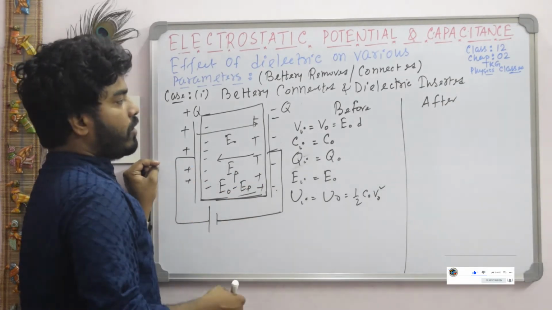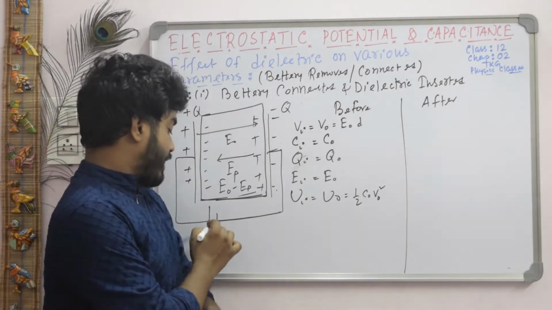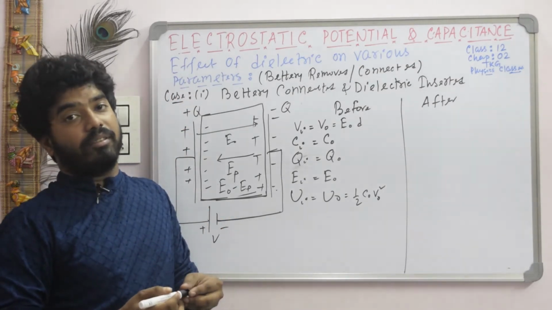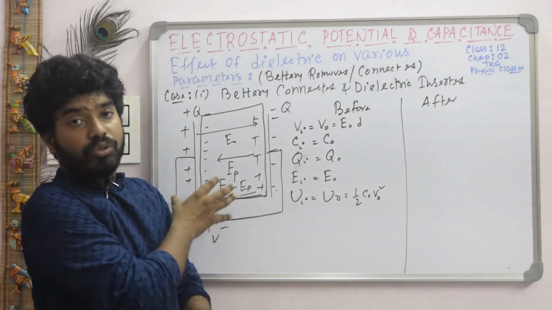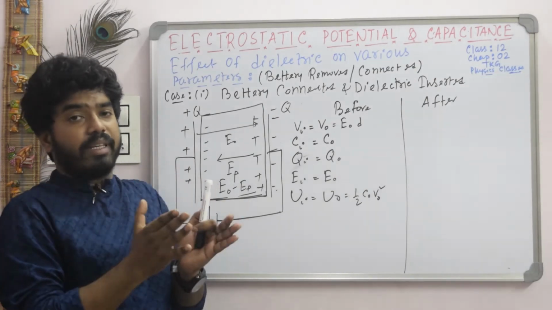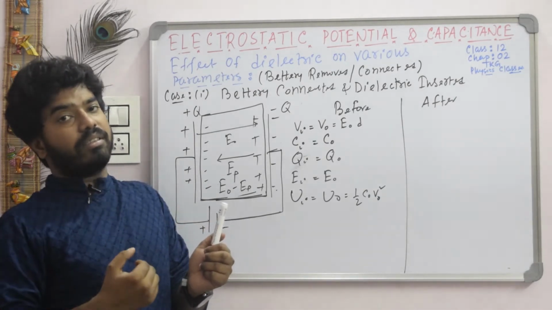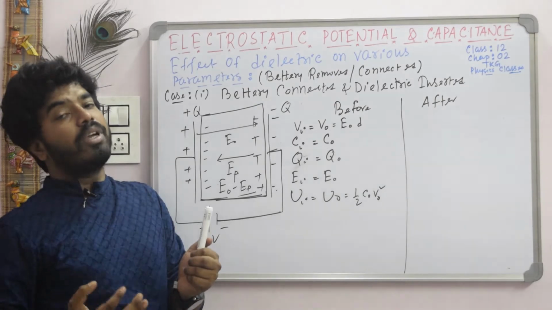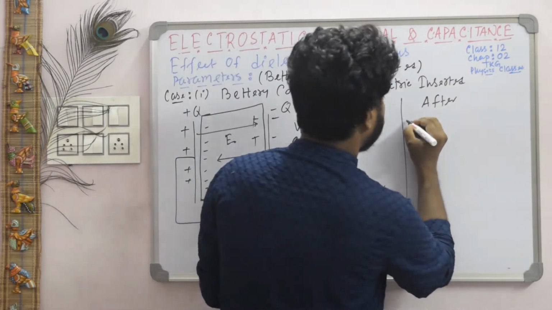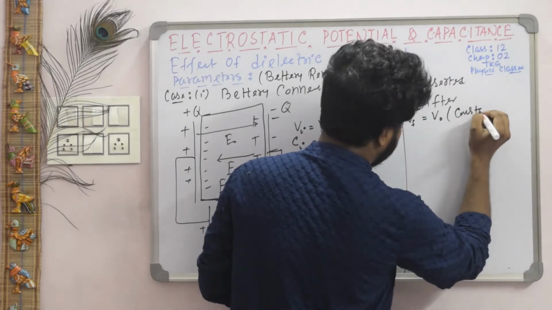Same condition. So here you have to remember one important thing: when the battery is not removed, the battery is connected, the potential remains constant. When the battery is connected, the basic thing is that the potential doesn't change, potential remains fixed. This is the main function of the battery. So in the first case the charge remains constant when the battery is removed, and in the second case when the battery is connected the potential remains constant. So first, the final potential Vf remains constant.